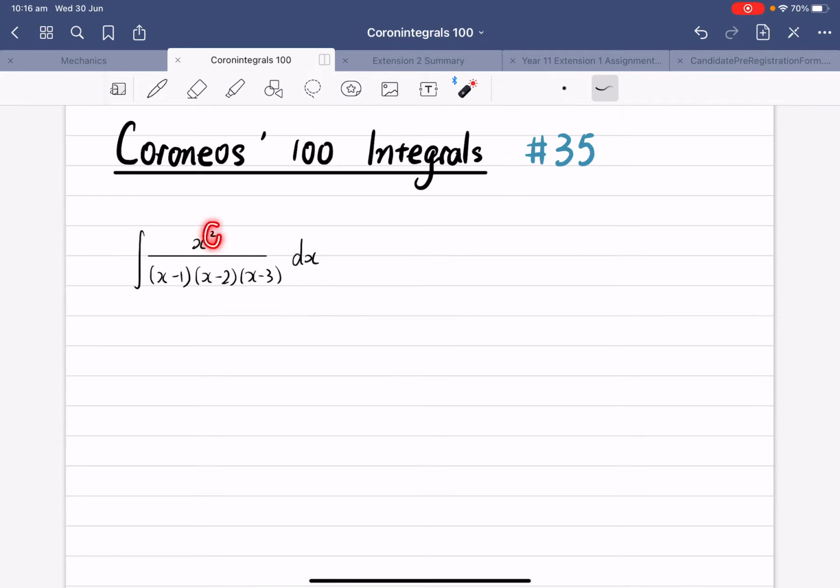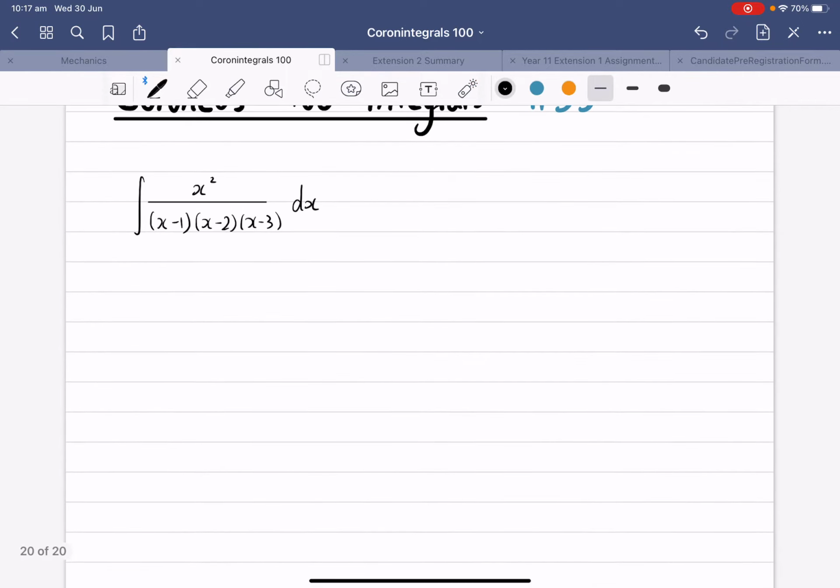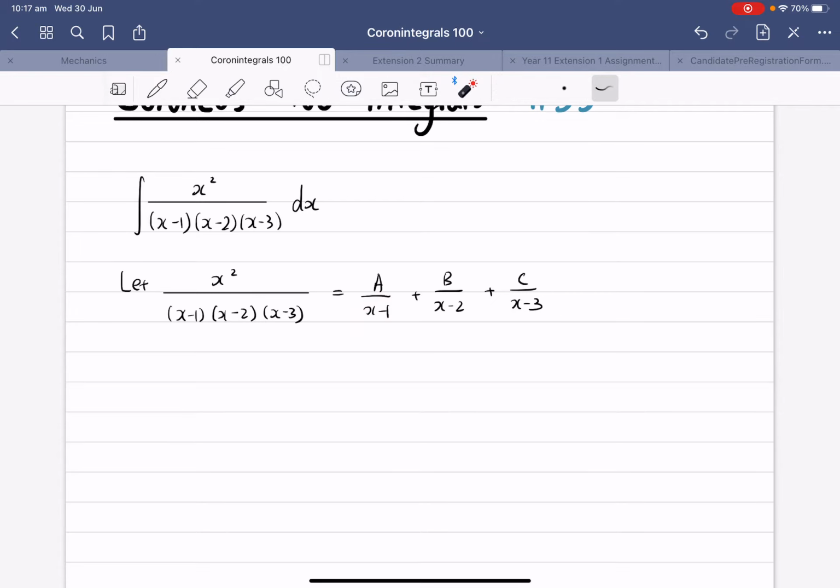The numerator is power 2, so clearly in this question we need to use partial fractions to solve it. Since we know this is a partial fraction question, we can start the process. The first step is we let x squared over (x minus 1)(x minus 2)(x minus 3) equal a over x minus 1 plus b over x minus 2 plus c over x minus 3. Since each denominator has a power of 1, the numerator will be just a constant.